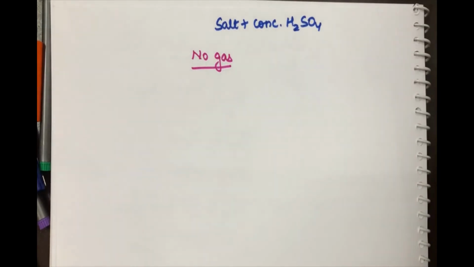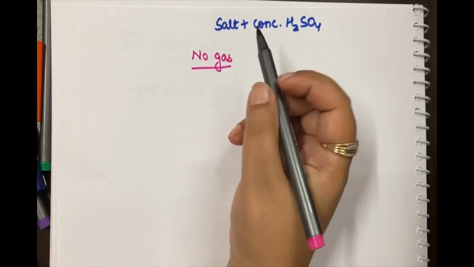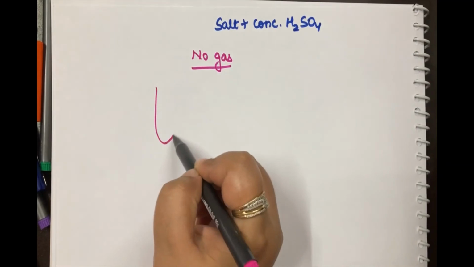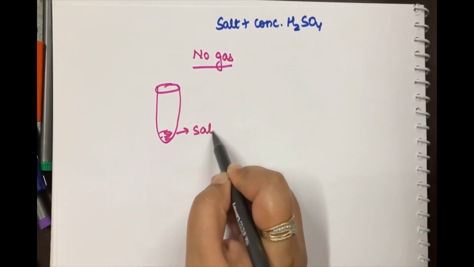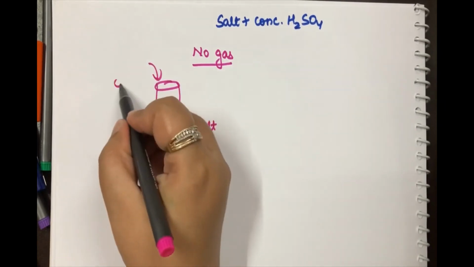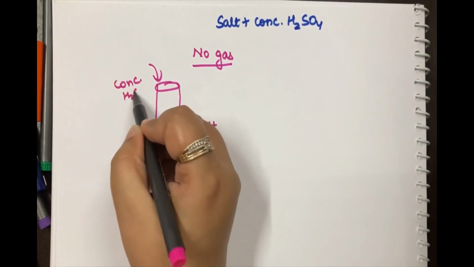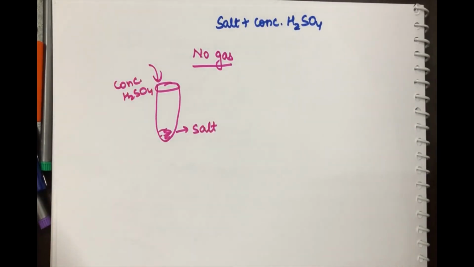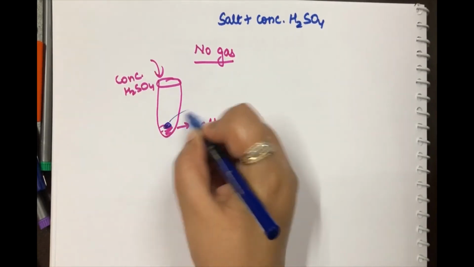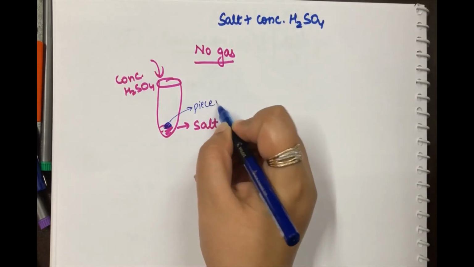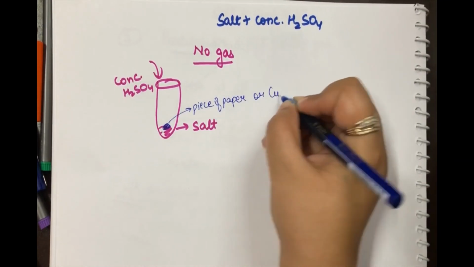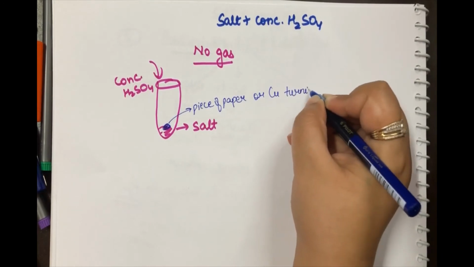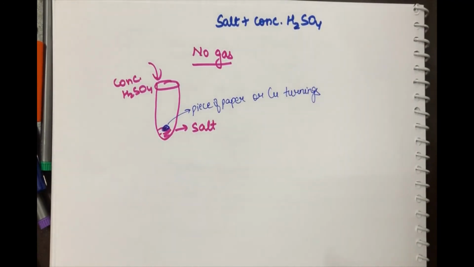Okay, so before moving on and before being sure that the concentrated H2SO4 group is not present, what you have to do is, this was your test tube which had your salt plus concentrated H2SO4. Just take a piece of paper, any paper, and put it in the test tube. Or you can take copper turnings also. This also would be available in your lab. So either of them will work.